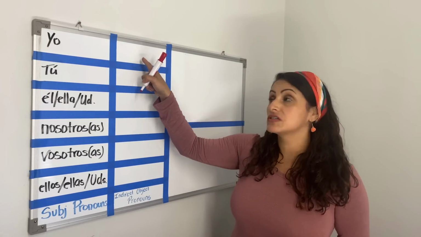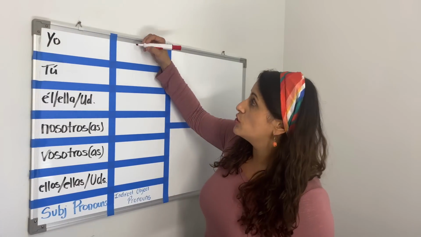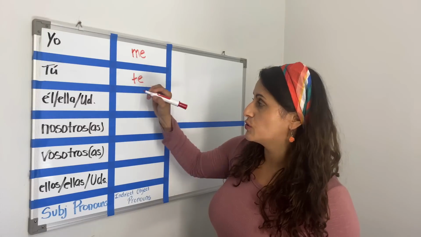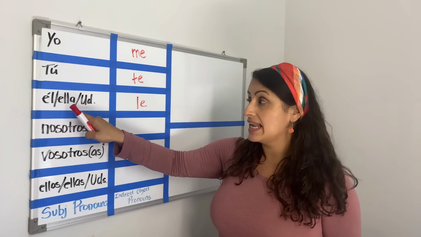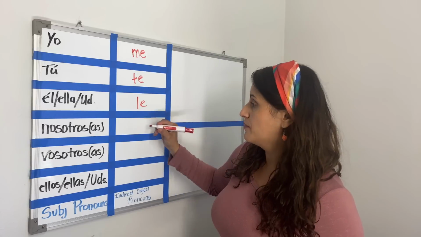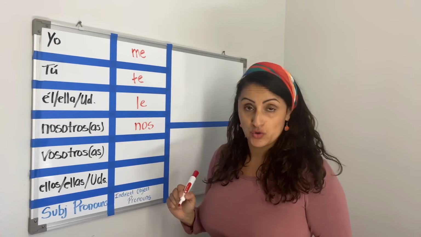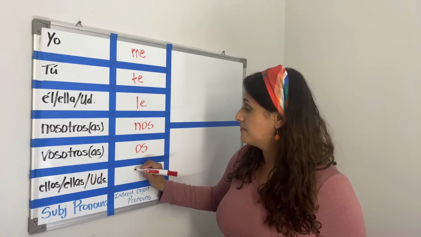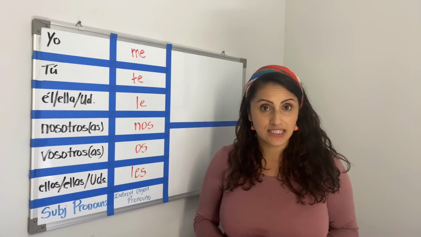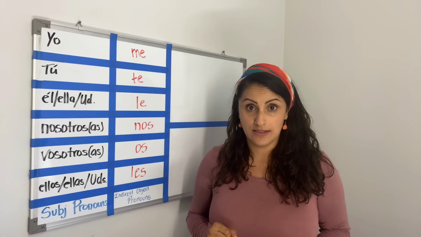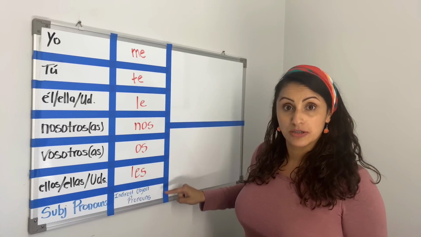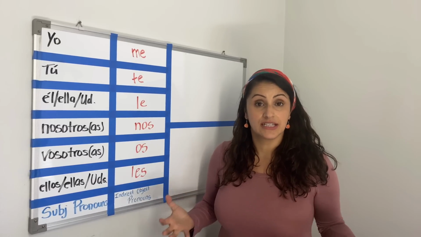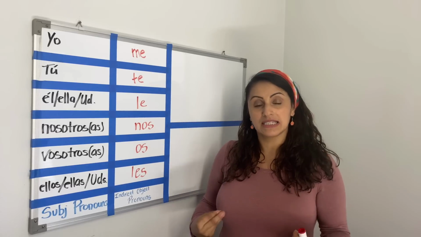If you're talking about something being pleasing to you, you will use me. Then we'll go down the list. Te for tú, le for él, ella, or usted, the you formal. Nos for nosotros and nosotras. Os for vosotros and vosotras in Spain. And les for ellos, ellas, and ustedes. So now you know the indirect object pronouns. Notice how they kind of go with the person that is receiving that action. That something is being pleasing to them.